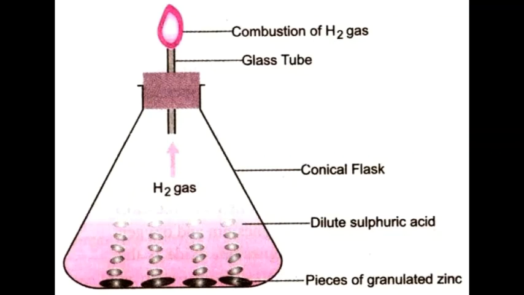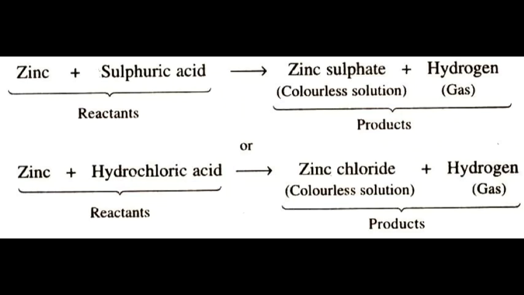In this reaction, we have already talked that we mix zinc granules, Zn, with either sulfuric acid or hydrochloric acid to form zinc sulfate and hydrogen gas or zinc chloride and hydrogen gas. You see, zinc plus sulfuric acid leads to zinc sulfate, a colorless solution, and hydrogen, a gas. And if we mix hydrochloric acid with zinc, we get zinc chloride, which is also a colorless solution, and hydrogen.